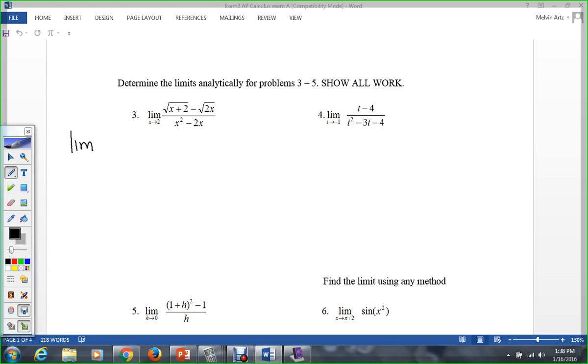The limit of the square root of x plus 2 minus the square root of 2x, divided by x squared minus 2x, as x approaches 2. Now if we use direct substitution, we can see we would get 0 over 0. So the strategy I'm going to use here is to try to multiply by the conjugate. Let's see if that works.